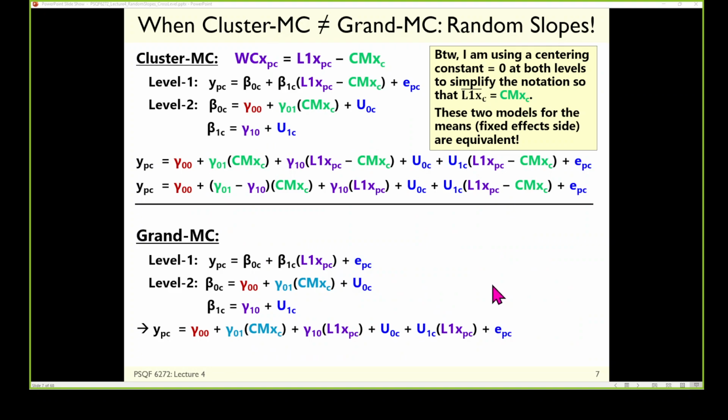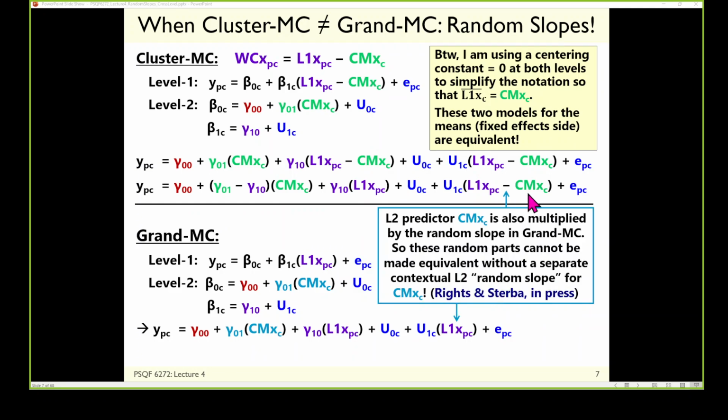All right. Here is the math behind why we need to make sure that we're testing a random slope using the cluster mean centered version. I've written the model out both ways so that you can see the direct correspondence between what it looks like under cluster mean centering right here and constant centering down here. The fixed effects have been made equivalent, so the contextual effect is the same thing as between minus within right here. The within effect is the same either way.